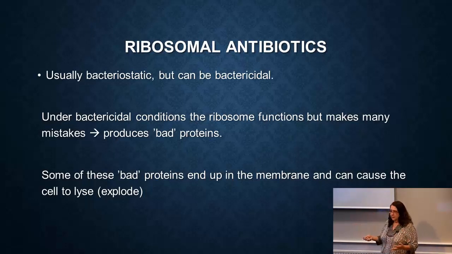And that can cause many problems, especially that some of these bad proteins can end up in the membrane of the cell. And we talked last week about how affecting the membrane and the cell wall can really mess up a cell. So the bad proteins end up in the membrane. They can actually cause the cell to lyse or explode. So usually it's bacteriostatic, but it can be bactericidal. Is that clear?